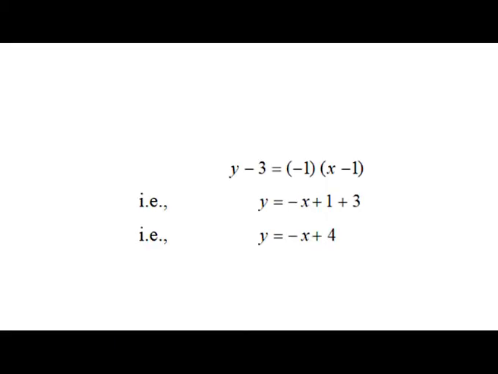The line through (1, 3) with the slope m = -1 is given by the point-slope equation y - 3 = -1 times (x - 1), that is y = -x + 1 + 3, that is y = -x + 4.